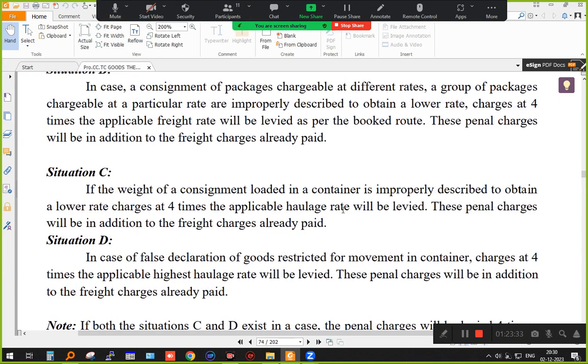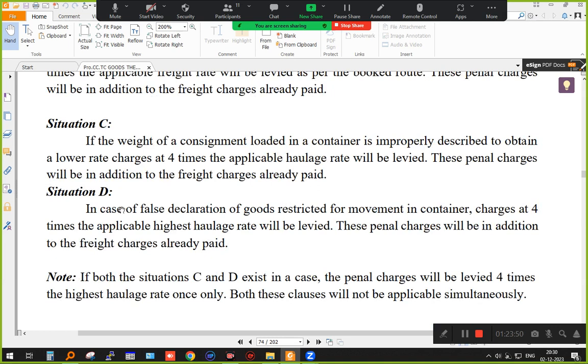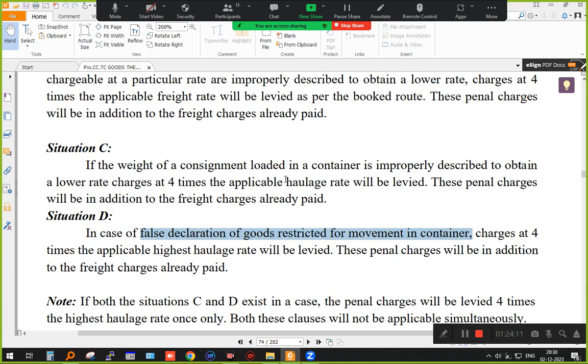That means we are differentiating two types of penalty. The first penalty is wrong declaration of the name of the commodity or the description. The second penalty is for the wrong weight of the commodity. Okay, mark the difference. Situation D. In case of false declaration of commodities restricted for movement in a container, charges will be 4 times applicable. These penal charges. So situation D, here we are telling the weight. Here declaration for commodities restricted for movement, that means for ban. When there is a ban and still you want to move it and you are giving a wrong declaration.